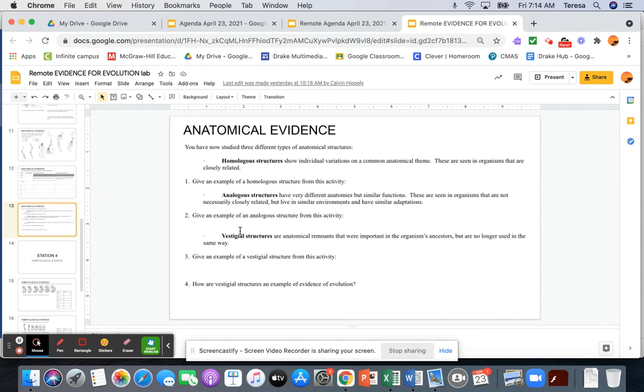So an example of a vestigial structure in us would be our appendix. The appendix is part of our digestive tract, but it doesn't actually do anything. It doesn't help us digest any food. So we believe it's a remnant from an ancestral species that needed to be able to digest different types of food than the foods we eat today.